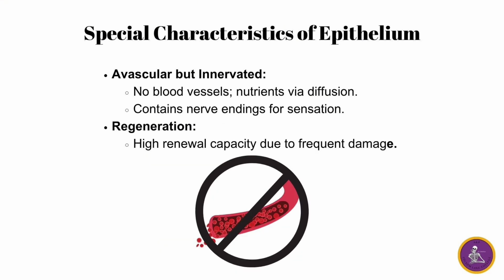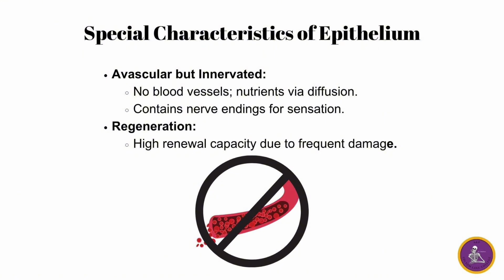One defining trait of epithelial tissue is that it is avascular, meaning it contains no blood vessels. Instead, epithelial cells receive oxygen and nutrients by diffusion from capillaries in the underlying connective tissue. Despite this, epithelium is innervated, meaning it contains nerve endings that allow it to detect sensations like pressure, temperature, or pain. Epithelial tissue also has a high regenerative capacity.